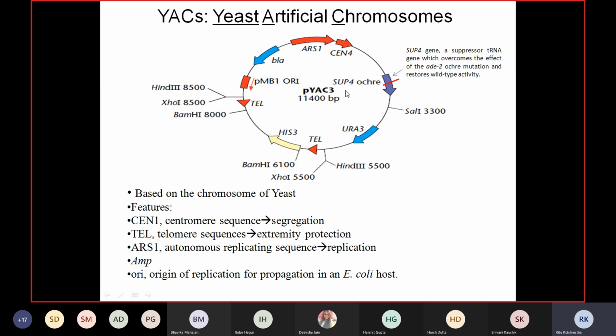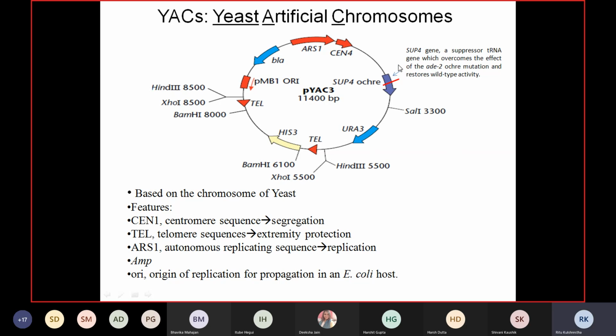what will happen? This SUP4 gene codes for a suppressor tRNA gene. If you remember, these suppressor tRNA genes are the ones which can complement the mutation which is present elsewhere in the host strain, or in the genome. Because this tRNA suppresses the mutation present in this particular gene and complements it, we get the restored wild type activity, and the yeast host strains which have taken up the non-recombinant plasmid will be white in color.